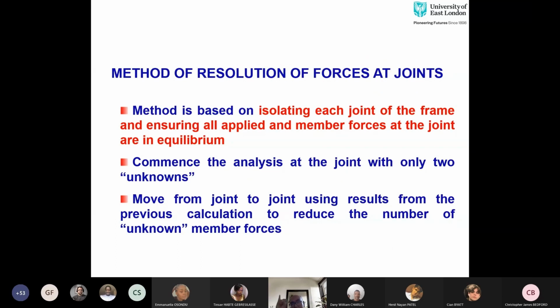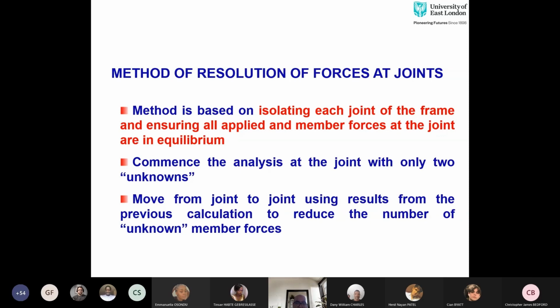So the first thing is joints are pinned. Second thing is loads are applied only at joints. And third thing is that trusses use triangulation to transfer loading. Now the method that we are going to use is method of joints.